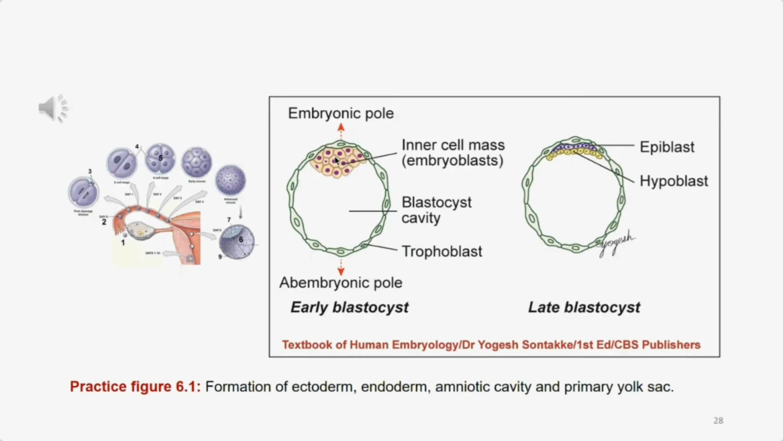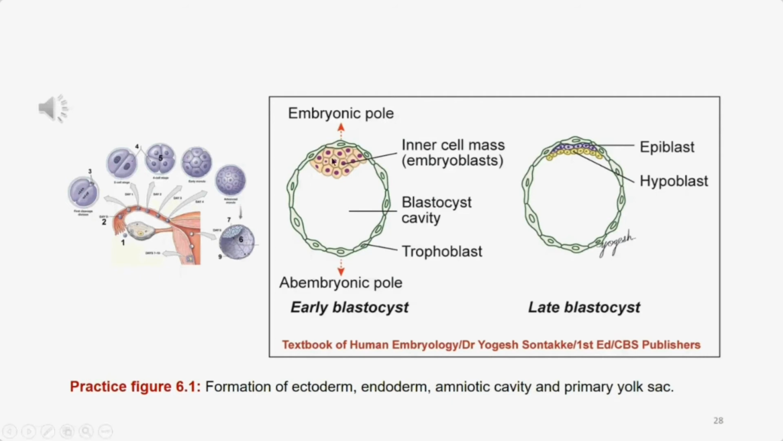And the inner cell mass is attached to one pole. So the inner cell mass is also known as the embryoblast. Now there are 3 things: outer cell mass, inner cell mass and blastocyst cavity. And this blastocyst begins to implant in the uterine cavity.